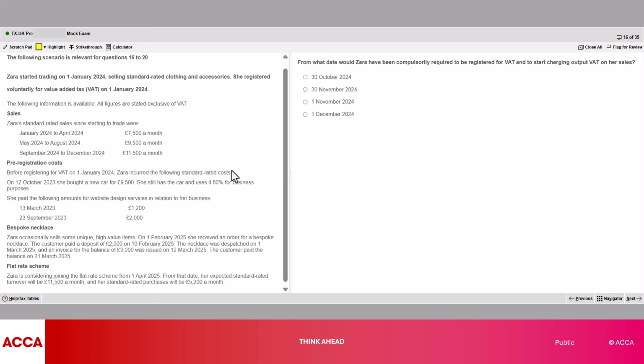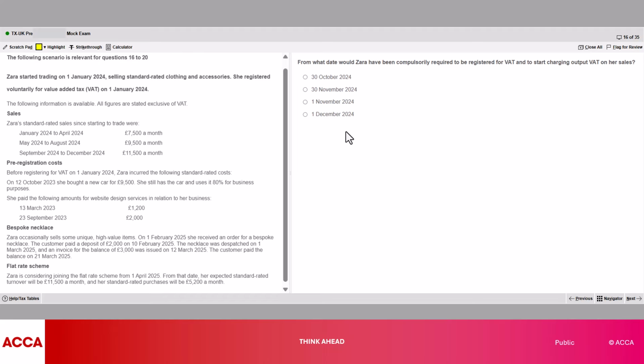So this is a typical case study. We have the information on the left side and then the questions on the right-hand side. All of the questions are independent. So if you get one wrong, then you can still score full marks for the other ones. And this first question on the VAT scenario is all about VAT registration.